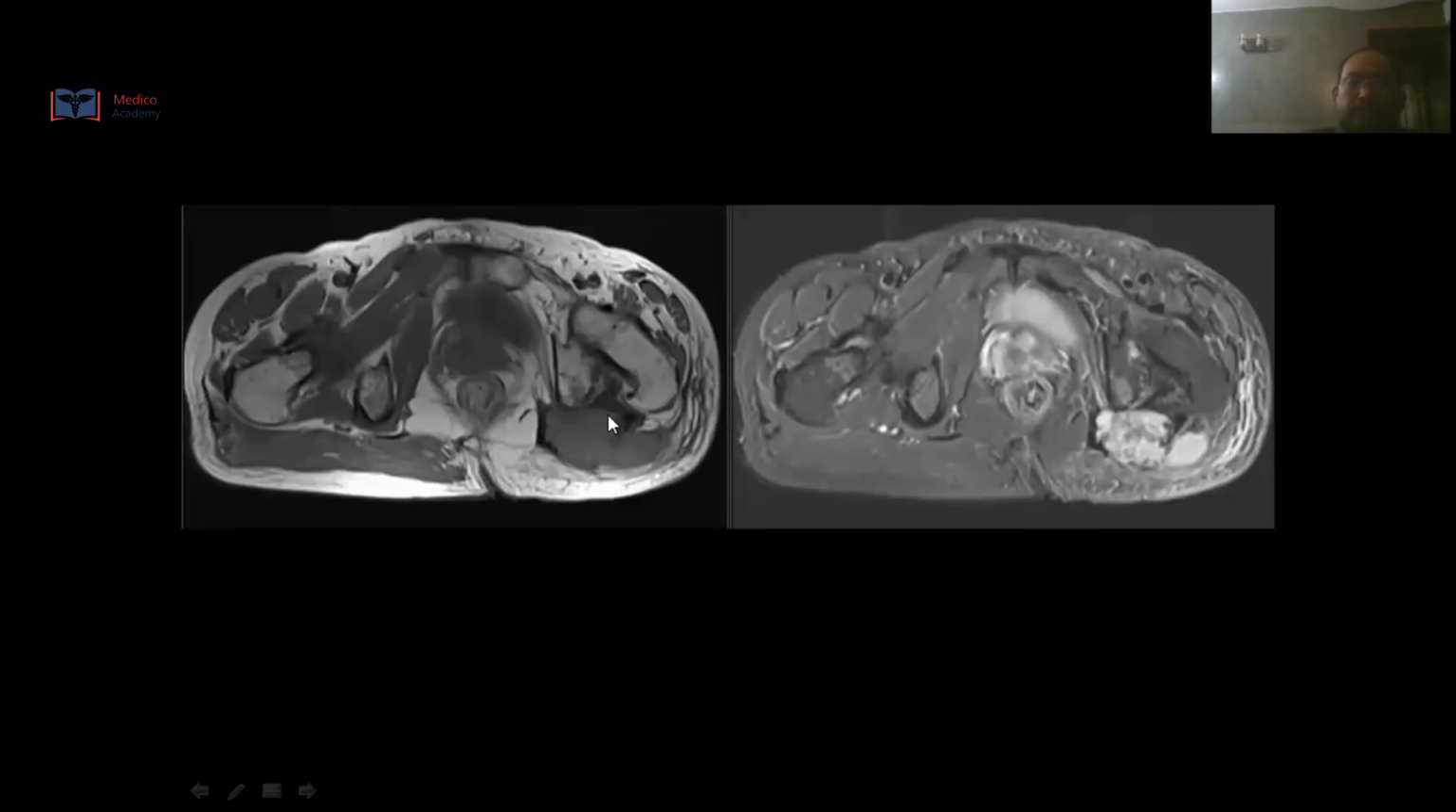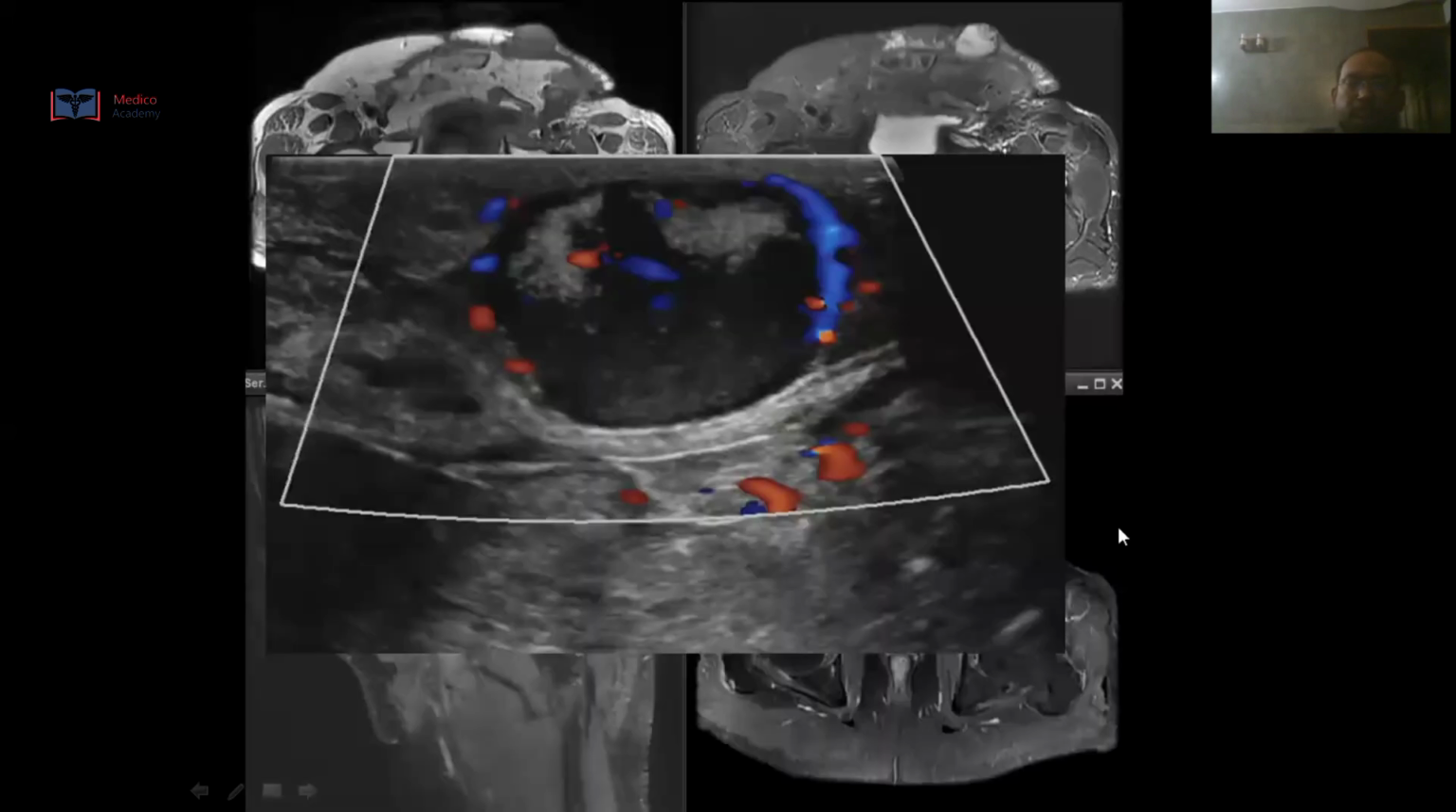This is another aggressive lesion seen in the posterior aspect of the hip joint on the left side, which shows infiltration. If you compare with the right side, this is the sciatic nerve. Here the sciatic nerve is not seen, so this is complete encasement of the sciatic nerve by the lesion.